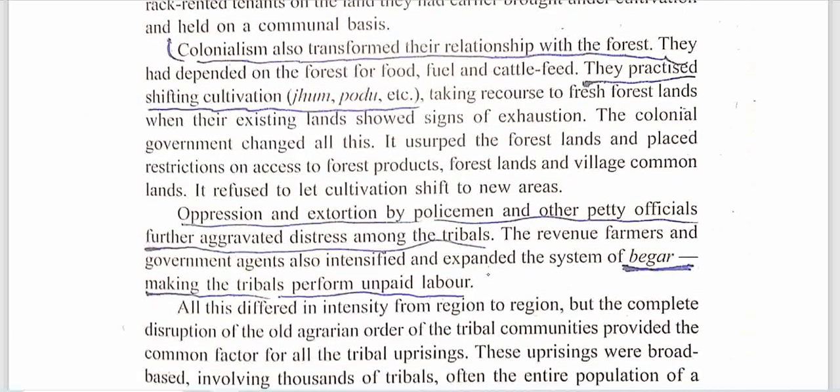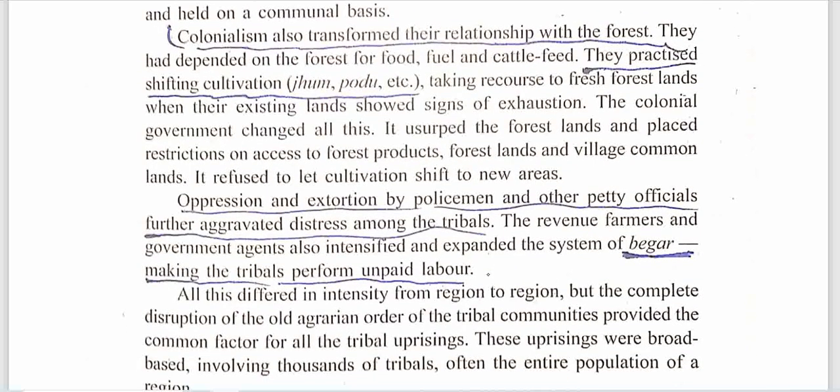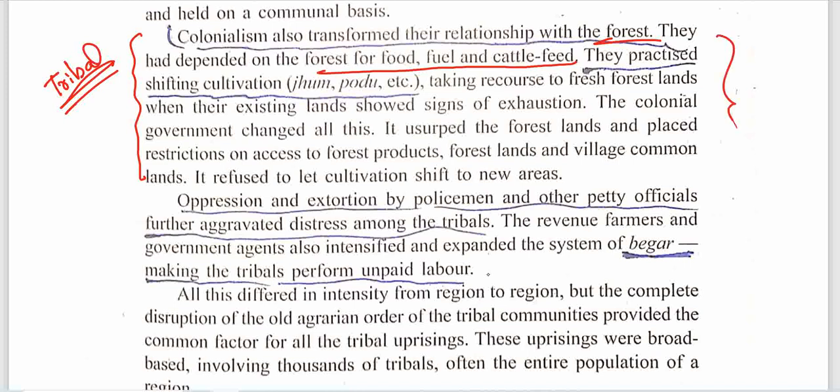You can add it. Colonialism also transformed their relationship with the forest. They had depended on the forest for food, fuel, and cattle feed. They practiced shifting cultivation. These are the ways of the tribals, because they have a huge connection with the forest. Because of the fresh forest lands, the existing land showed signs of exhaustion.